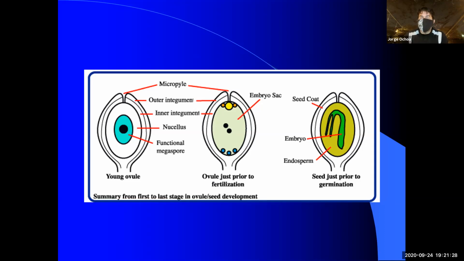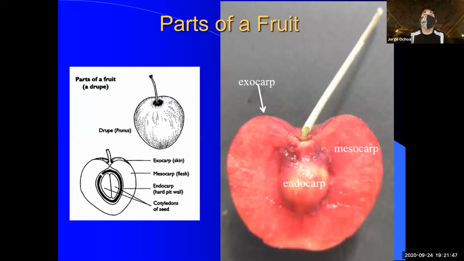And so when fertilization takes place, then the ovary of the plant will begin to swell to create the fruit that will later become very important as a dispersal agent, to attract animals to disperse the seed and move it to a different area. And so that's what is going to happen. We have a fruit here, a simple fruit. This is obviously a cherry.